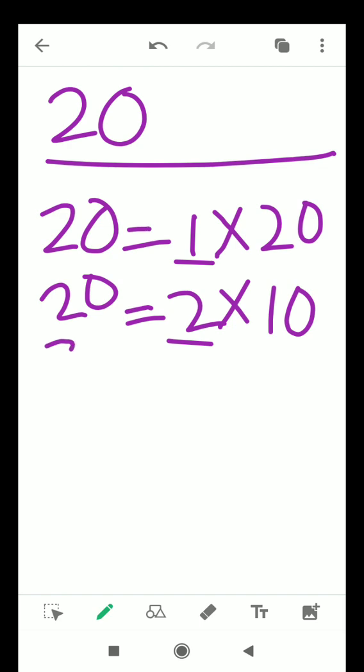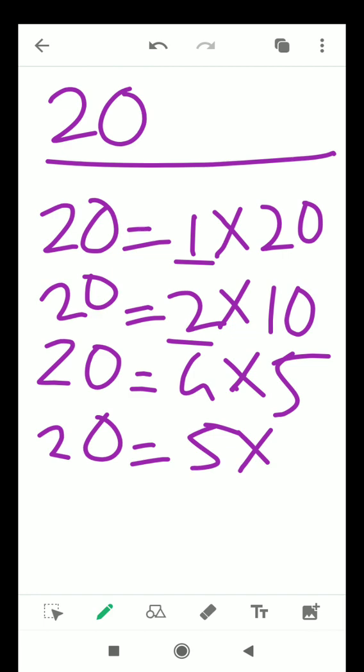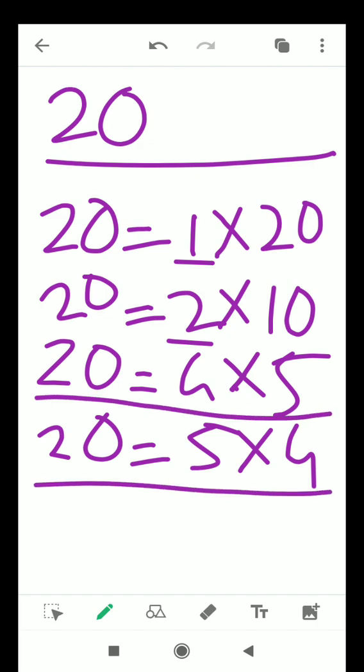Now after 2, which number divides 20? 3 will not divide 20. 4, yes, obviously 4 will divide 20. 4 5s are 20. Since 5 is a factor, that's why we have chosen this expression. After that, which number divides 20? 5 divides 20, and 5 4s are 20. But look at the third expression and the fourth expression: the numbers on the right side are exactly the same.